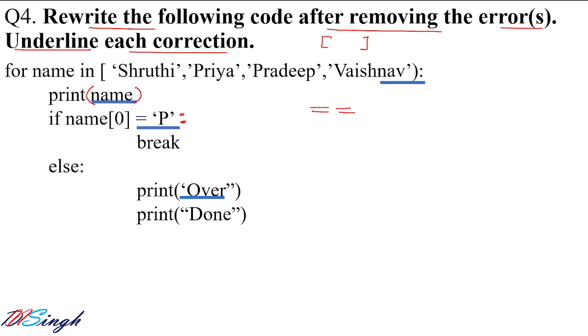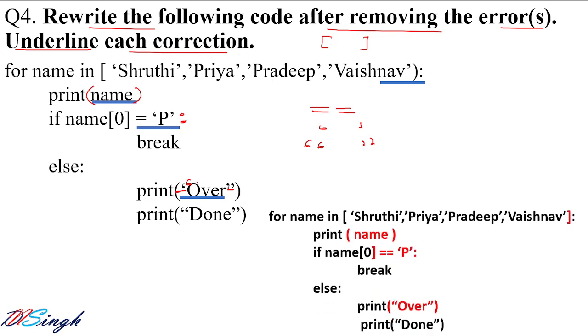Next is, you see each string may be enclosed in single quotes or double quotes, but quotes should be same both the sides. So if double quotes are used this side, then double quotes must be used this side also. So this is our fourth error. Once you have identified all 4 errors, rewrite the code after removing the syntax error and underline your code where you have made the correction. So this is the final answer for this type of question.